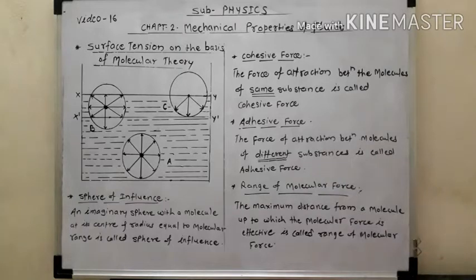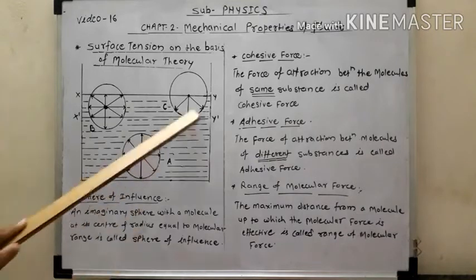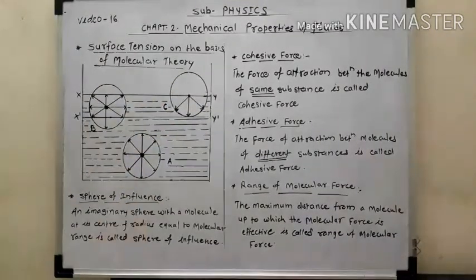Then there are other definitions, the sphere of influence and the range of molecular force, which are included in surface tension on the basis of molecular theory. What is meant by the sphere of influence? We consider here three spheres of the molecules A, B and C. They are imaginary, so we have to underline this: the sphere of influence is an imaginary sphere with a molecule at its center and radius equal to the molecular range.